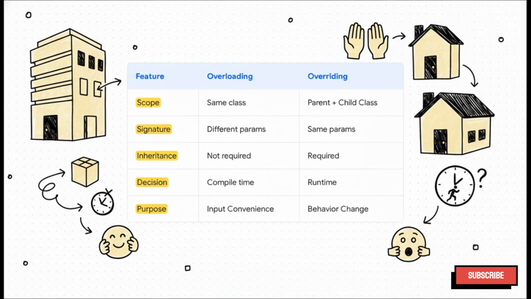Inheritance: overloading doesn't care about it. Overriding requires it. Decision time: overloading is figured out at compile time. Overriding is a runtime decision. And finally, the purpose. Overloading is for input convenience, while overriding is for changing the core behavior. See the pattern? They're for totally different jobs.